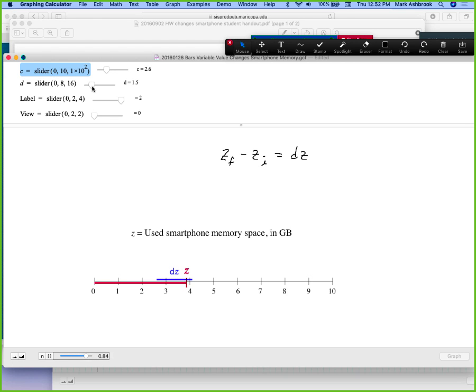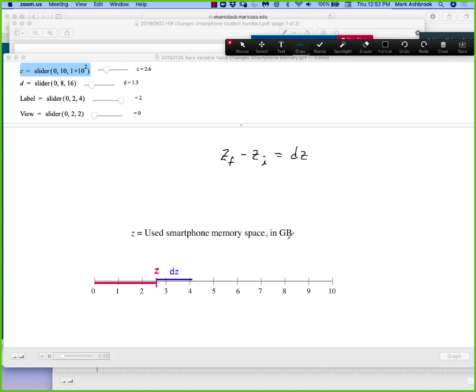Okay, so Richard, can you tell me what formula that one would imply? When you say unknown, is it like defined, like ZF in this case? So is that the one that's unknown? So at first you have this much being used, you're given that number, and then the downloaded file took up this much. ZI plus DZ equals ZF.